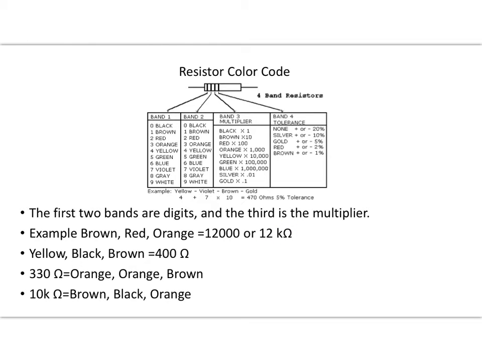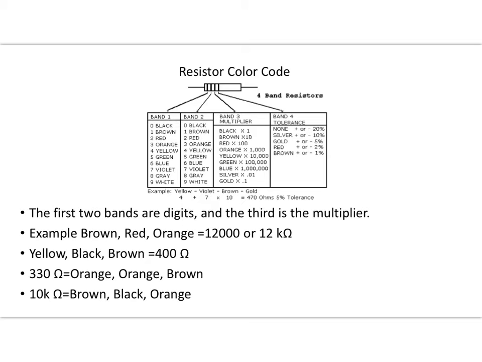Okay, let's try another one. Yellow, black, brown. Okay, yellow, we look on the chart, 4. Black is 0, so the next digit is 0. Brown is 1, so that means we're going to take that value, we're going to add 1 zero to it, and so we end up with 400 ohms.